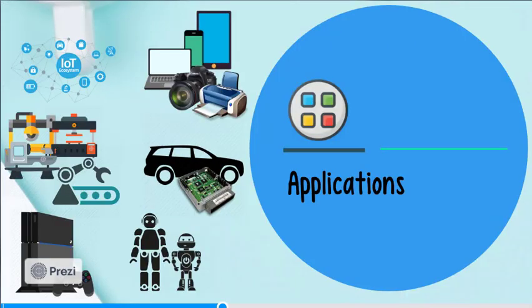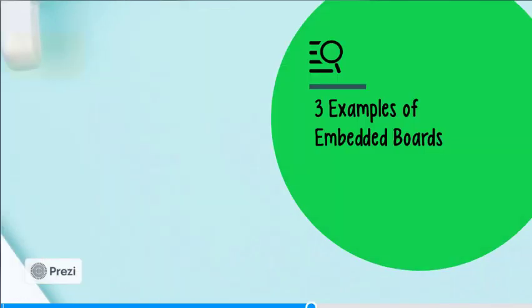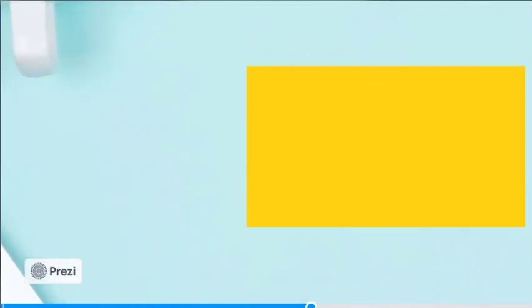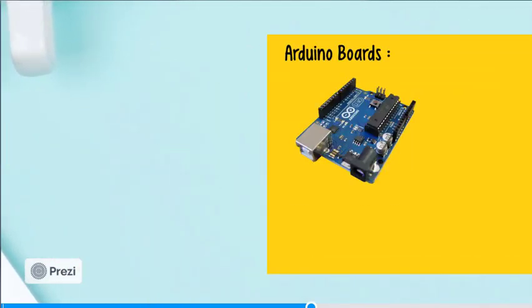The applications of embedded systems include, in general, home appliances, office automation, security, telecommunication, instrumentation, entertainment, aerospace, banking and finance, automobiles, personal, and different embedded systems projects. To show you an example are these popular three embedded systems. The first one is the Arduino boards.